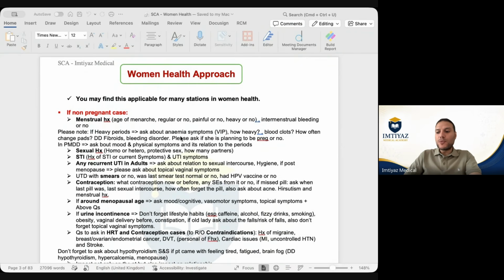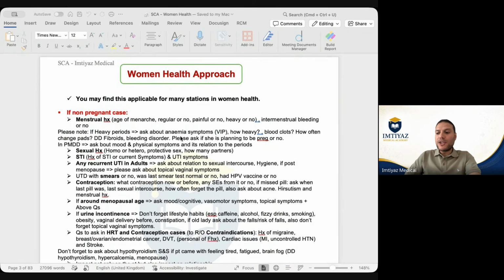If she is postmenopausal, you need to ask about topical symptoms. Any dryness down below or not? Very important, please don't forget this. So in your mind, any recurrent UTI in a woman, you need to ask about STI, hygiene, relationship to sex and how many sexual partners. You need to ask about topical symptoms if she's postmenopausal.